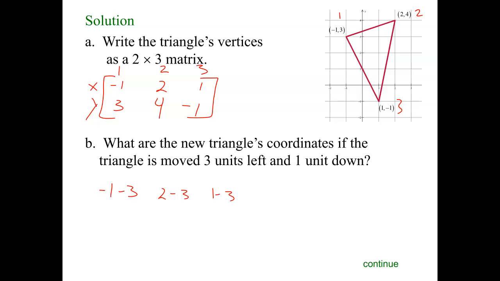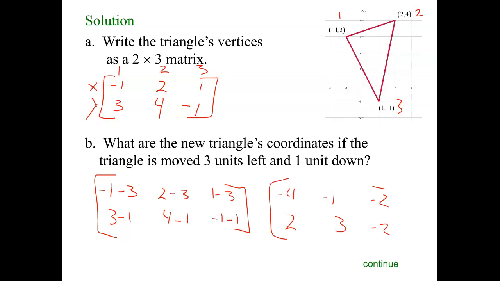Now, I also want to move it 1 unit down. What is that going to change? Subtract the y by 1. 3 minus 1, 4 minus 1, -1 minus 1. And then when I simplify that, that's going to give me my new ordered pairs. What's -1 minus 3? What's 2 minus 3? What's 1 minus 3? 3 minus 1. 4 minus 1. -1 minus 1. -2. There's my new matrix.